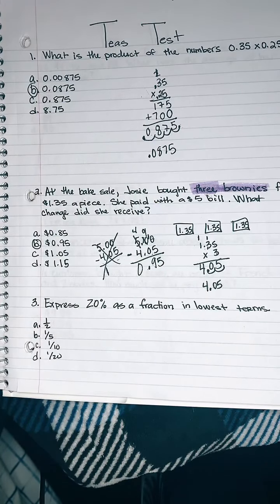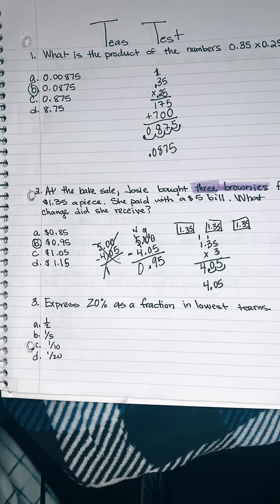Okay, express 20% as a fraction in lowest terms. What do you guys say? A, B, C, or D? Oh, you're in 8th grade? Awesome. I teach high school, 9th, 10th, 11th, 12th. B. Okay, B. Okay, all right.